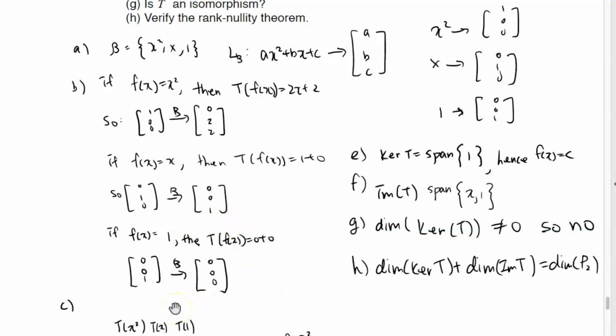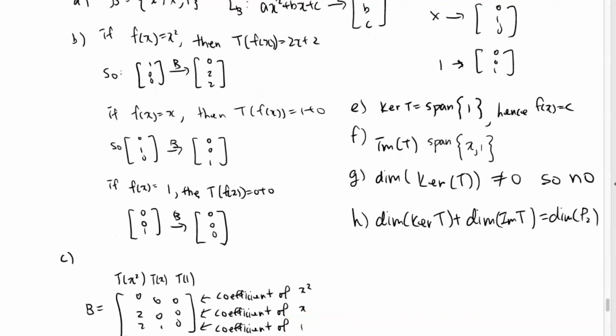Finally, if I transform the last element in my basis, which is the function f of x equals 1, I take the derivative and the second derivative, it gives me 0 plus 0, so transforming 0, 0, 1 goes to 0, 0, 0. So there we have it. We can now show what matrix B is column by column. It's 0, 2, 2, 0, 1, 0, 0, 0, 0.